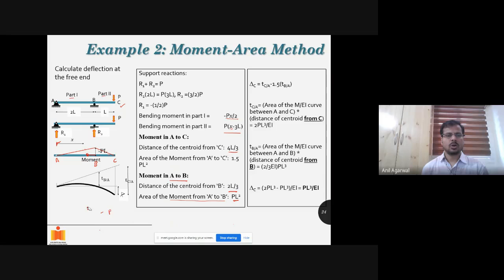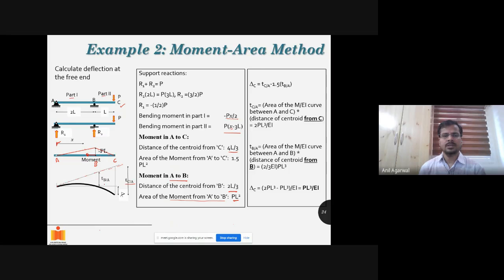Fine. So now what we need to know is how much is delta C. Now somehow the problem here is that delta C is not directly available from the moment area theorem. So we have to do some geometric manipulation. What we can figure out here is that I can find out what is TCA. TCA is the deflection of C with respect to tangent drawn at A. The tangent is drawn at A. How much is that deflection? That I can calculate.